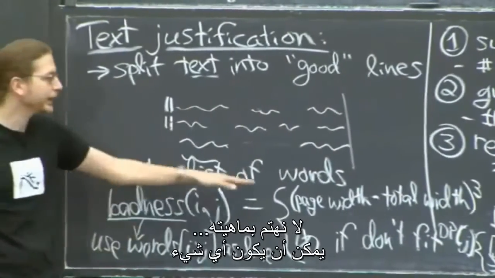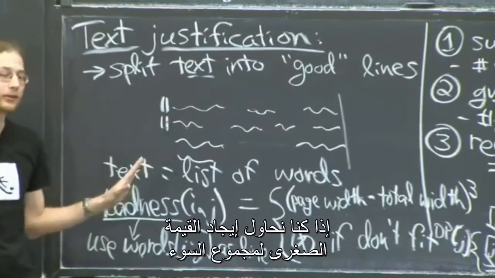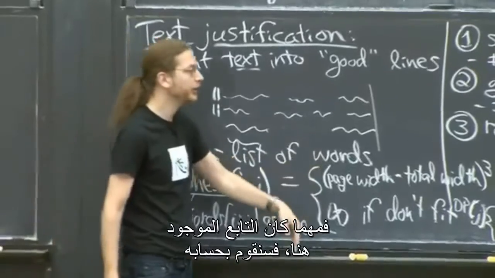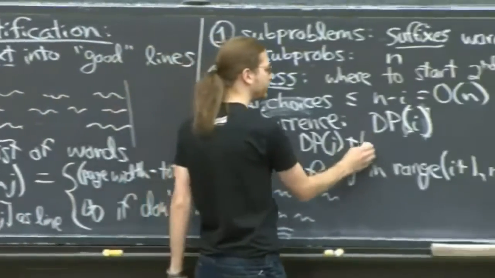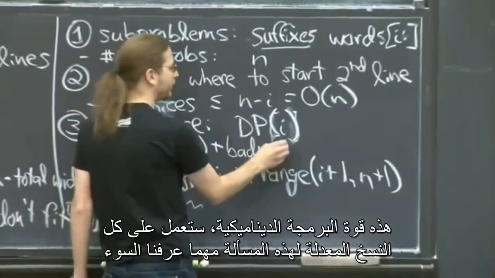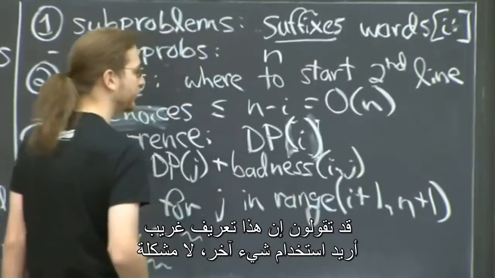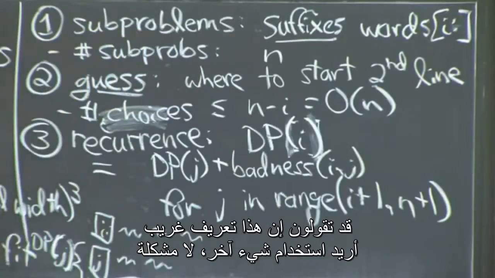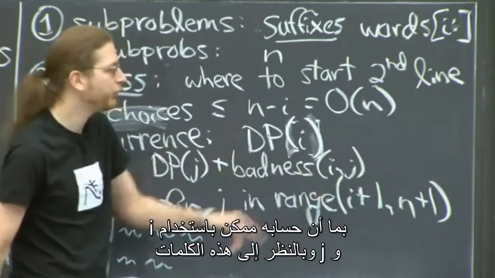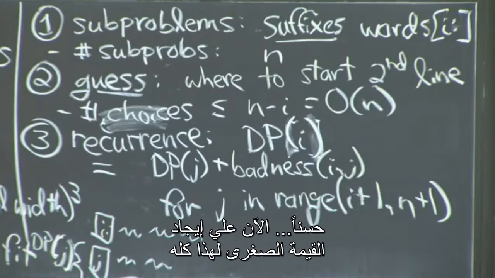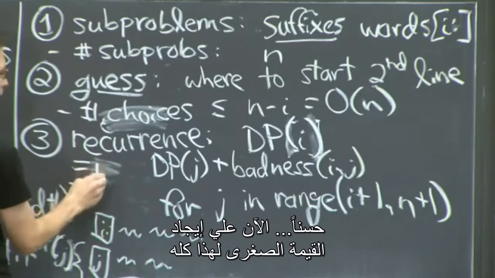Dynamic programming doesn't really care what this is. It could be anything. As long as you're trying to minimize the sum of the badnesses, whatever function is in here, you just compute it here. This is the power of dynamic programming. It works for all variations of this problem, however you define badness. So you might say, oh, that's a weird definition. I want to use something else instead. That's fine, as long as you can compute it in terms of just I and j, and looking at those words.